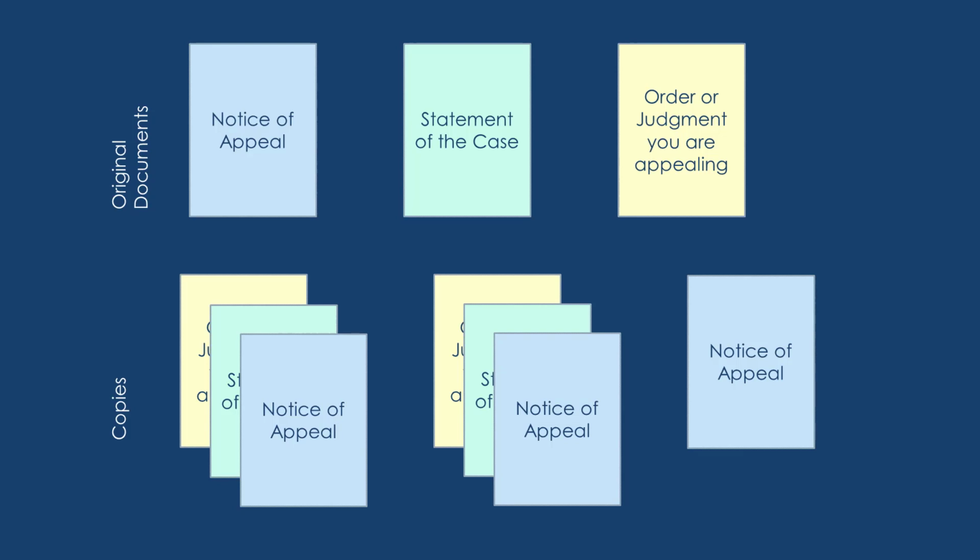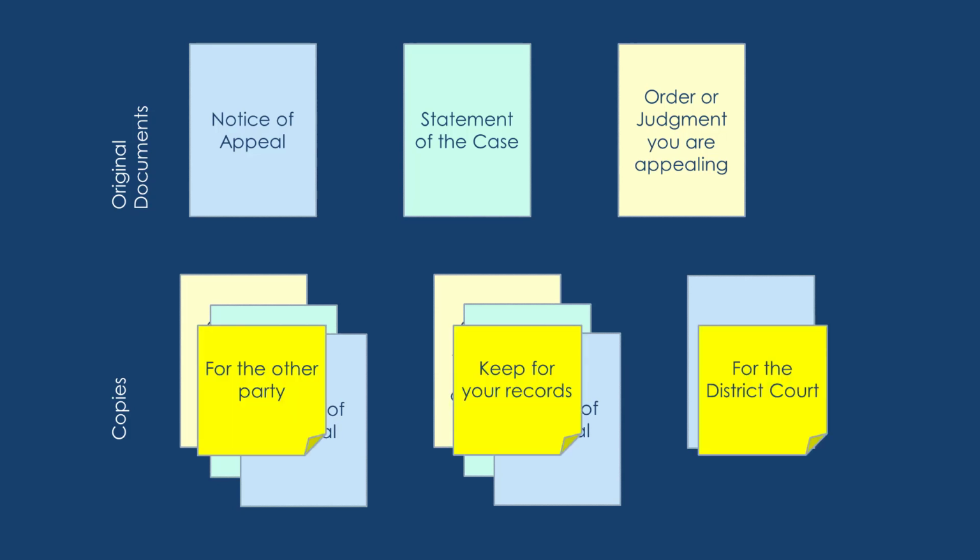You will have 1 extra copy of the Notice of Appeal. 1 set of these documents is for the other party in the case. If there is more than one other party, you will have an additional set for each party. 1 set of the documents is for you to keep for your own records. The extra copy of the Notice of Appeal is for you to file with the district court.